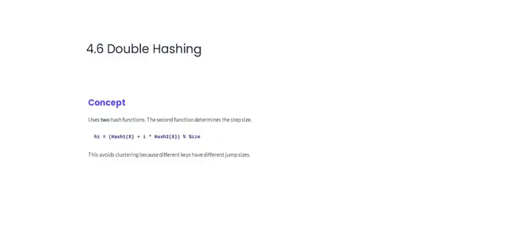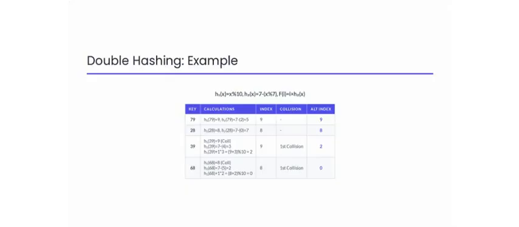And here, double hashing, the formula is something different. Hashing of x plus i into second hashing of x, modulo size. So when we are not getting the location in the first hashing, we want to go for hashing 2. So see here, 79 is the value. First of all, we are calculating the hash value of 79. We will be getting 9. We can locate it there. And for the 28, it is located there.